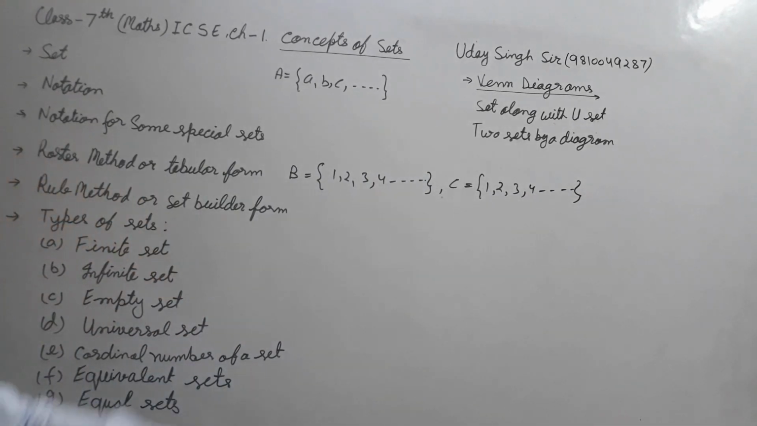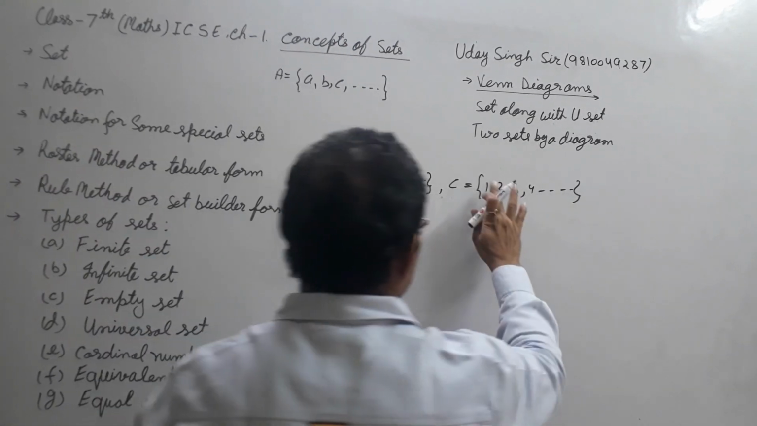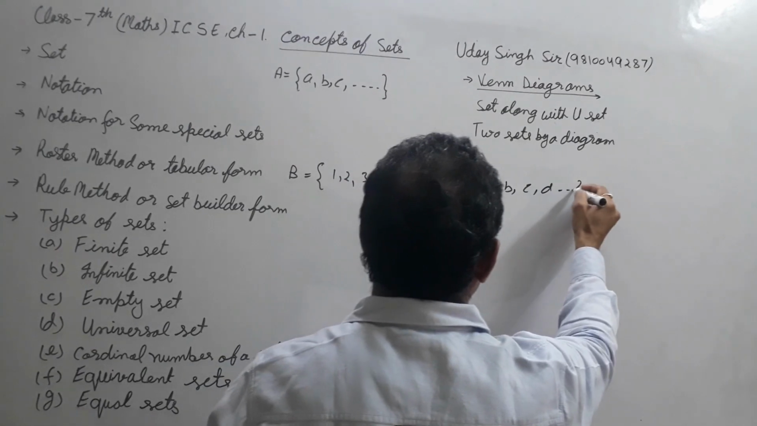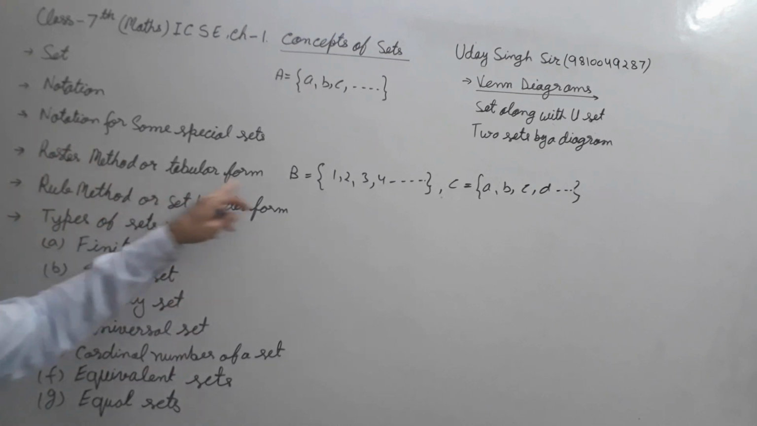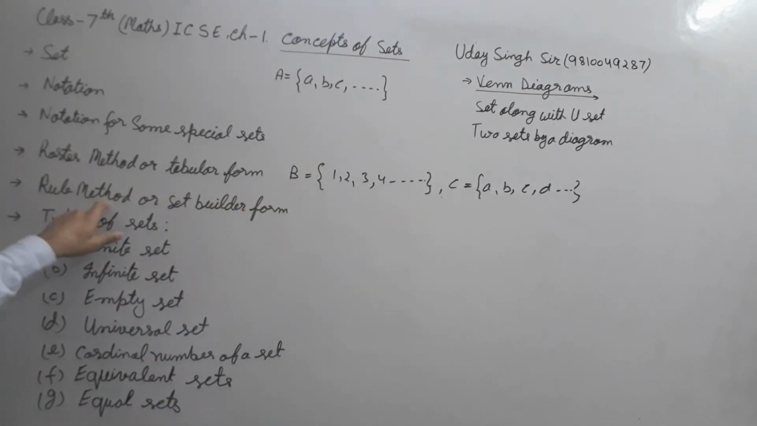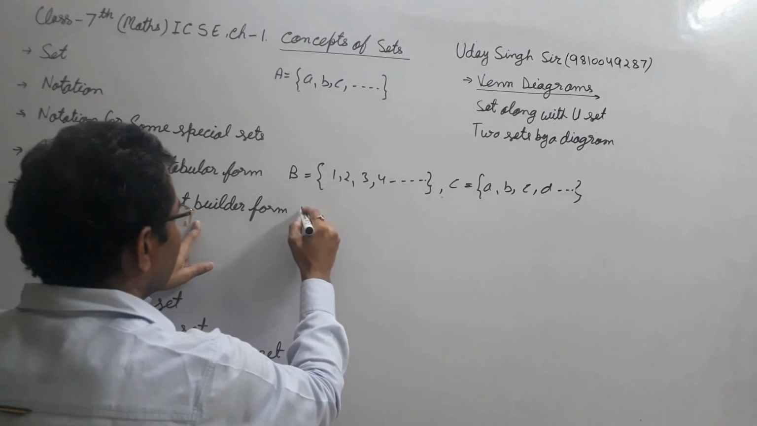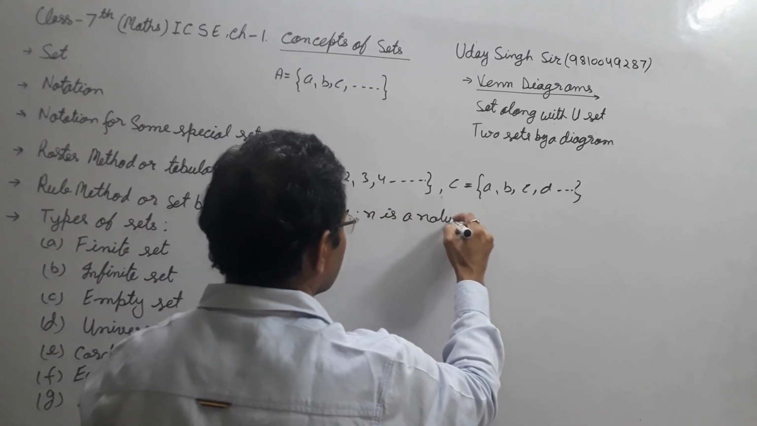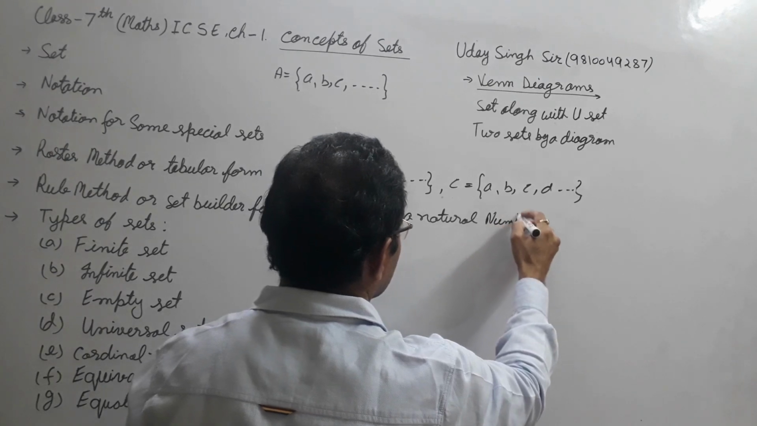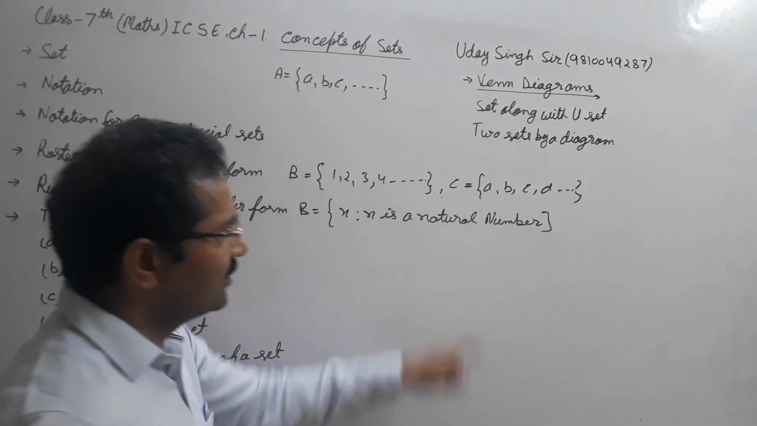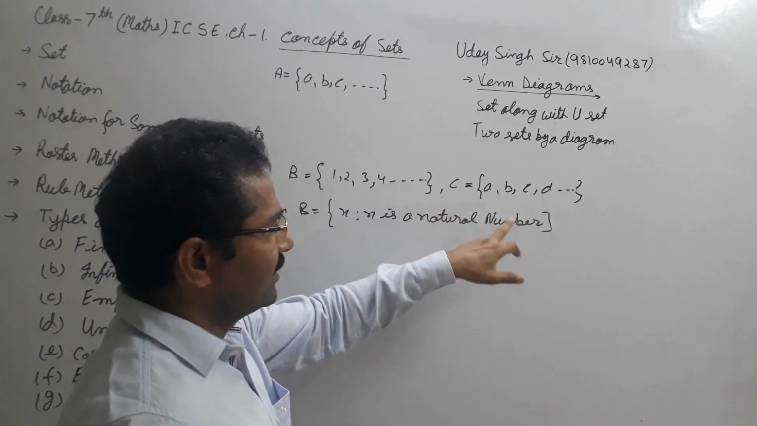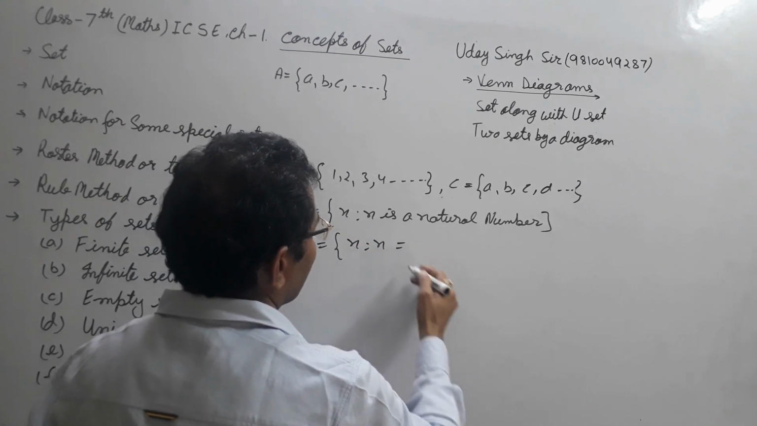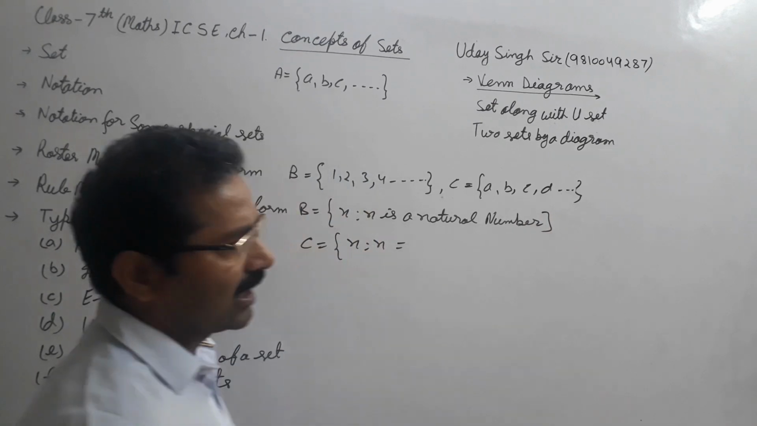So you can write set B as 1, 2, 3; here we can take some other number to start. C is a, b, c, d and so on. You can write it in the set builder form or tabular form. Now you can write the rule method or set builder form as B equals x such that x is a natural number. And similarly you say C equals x such that x equals an alphabet of the English alphabet.